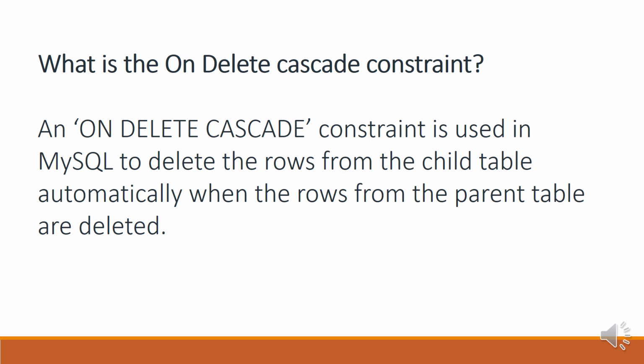What is the on delete cascade constraint? An on delete cascade constraint is used in MySQL to delete the rows from the child table automatically when the rows from the parent table are deleted.